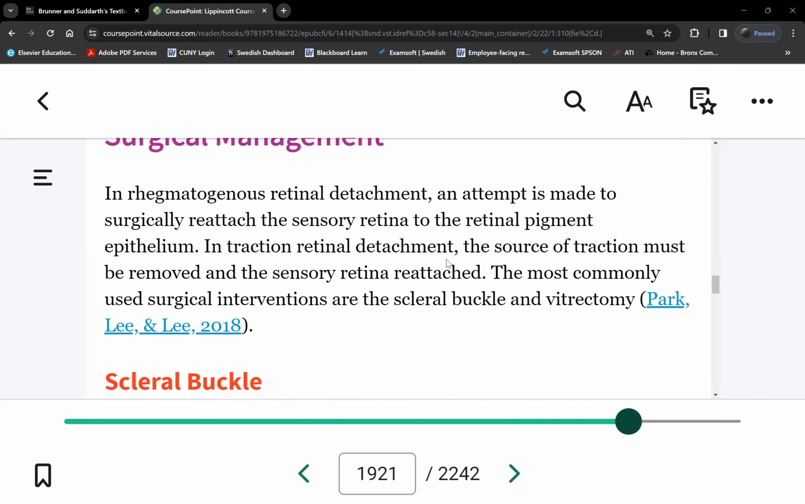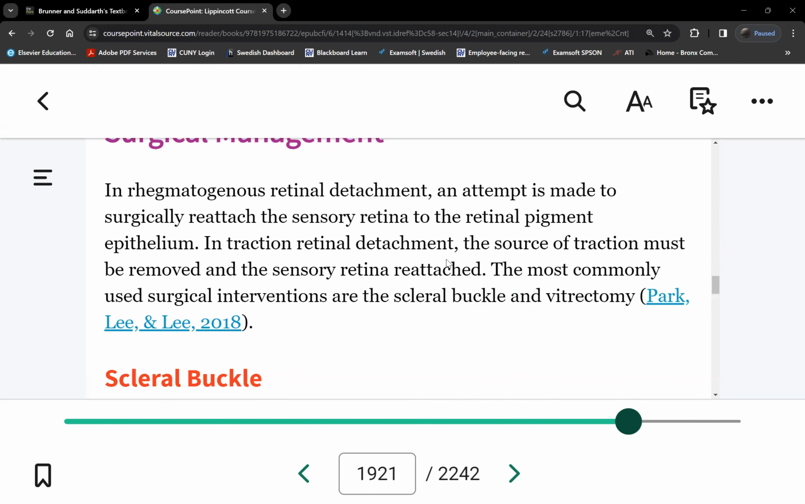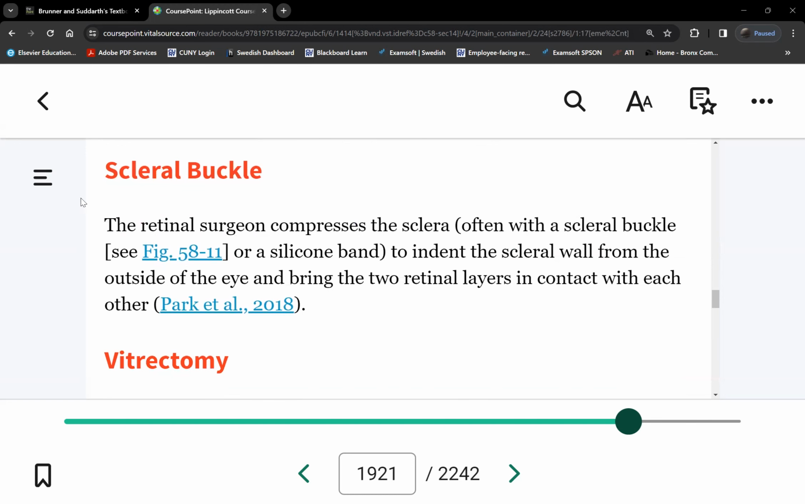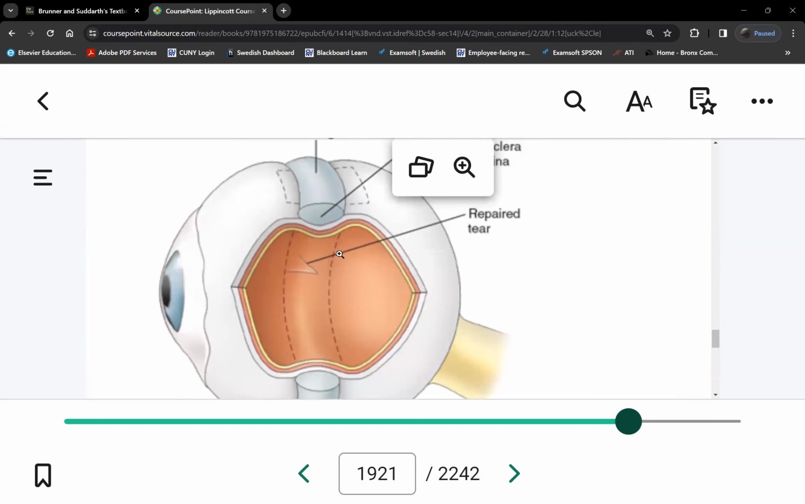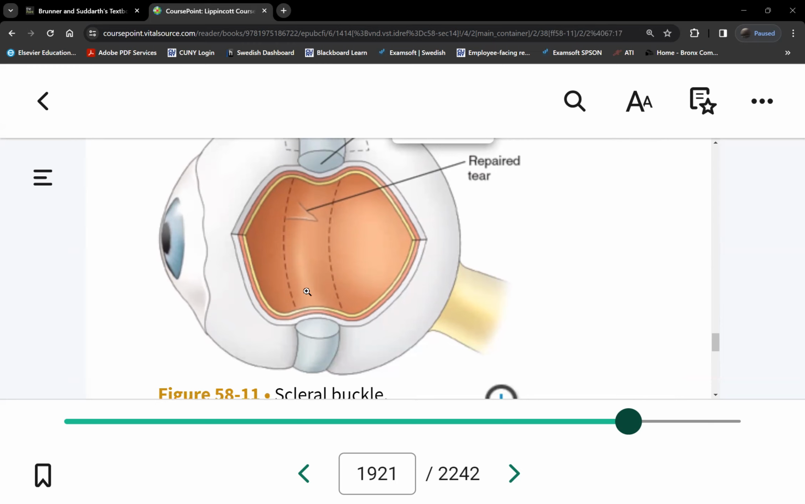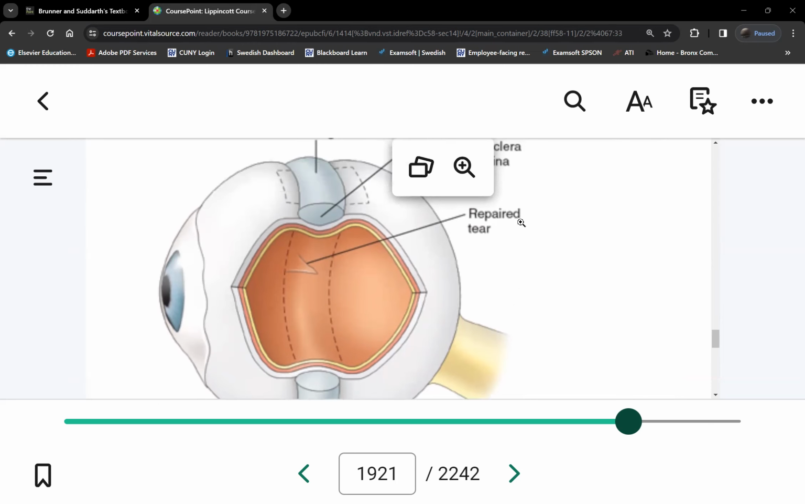Surgery. Surgical care, pre and post-op, is any different from cataract? Exactly the same. So let's start with the first option. They'll put a scleral buckle. Look at the figure. This is the buckle. They put a silicone strap around the eyeball to reattach the retina.